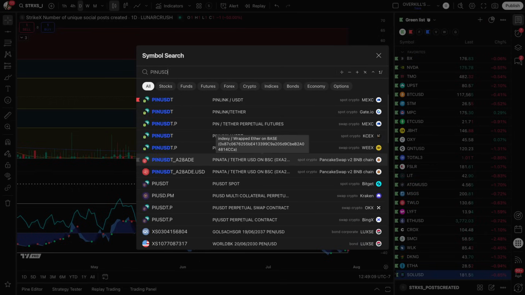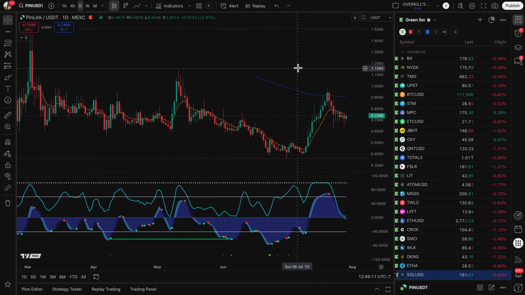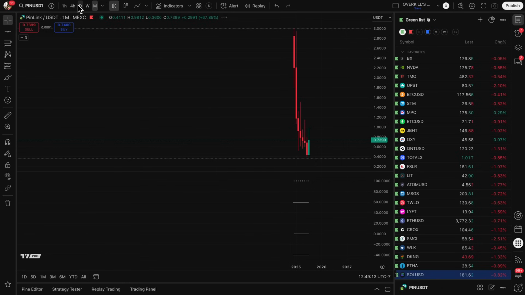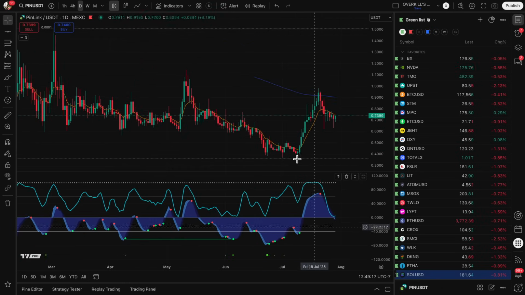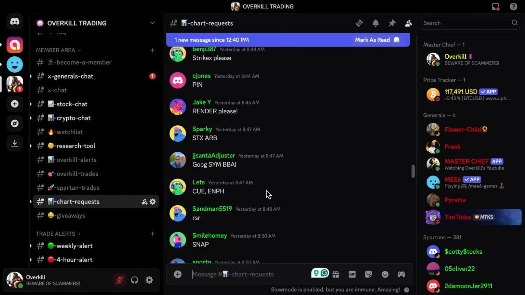Pinlink. Nice little pullback on this one. I like this one. That's got a nice green candle there. This is a very new project here. So watching the daily on that one, it looks like it has very strong support down there at 60 cents.